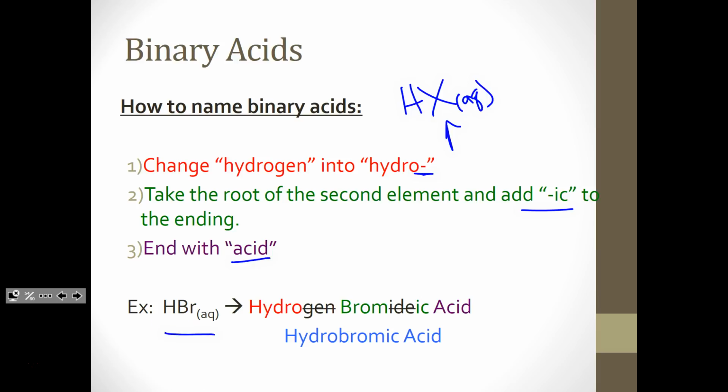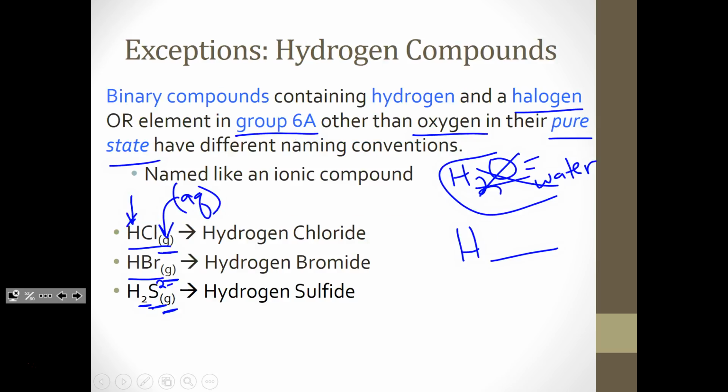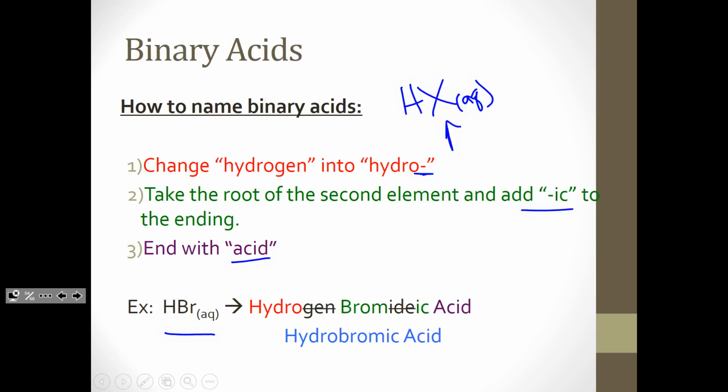So let's take a look here, HBr. Notice we saw HBr previously on this slide right here. When HBr was in the gas phase, that was hydrogen bromide. But now we're looking at HBr in the aqueous phase, and so that tells me that this is going to be an acid. So we're going to take hydrogen and just keep the hydro part. We're going to get rid of the gen. We're going to add on to that the root of the second element. Well, the second element is bromine, or bromide, whatever, but we're going to keep just the root part, which is brom. And then we're going to change the ending to ic.